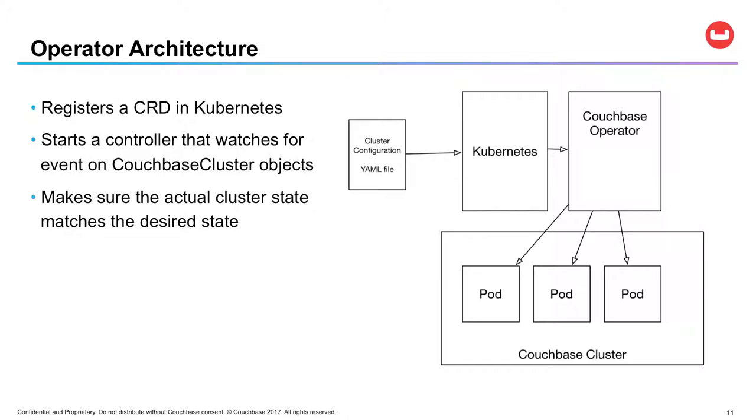And so all a CRD does is it's a short definition which basically just says to Kubernetes, we have a new object type that I want you to manage.